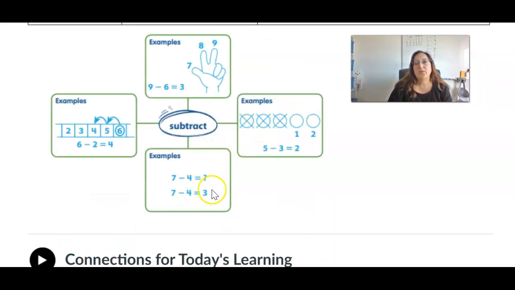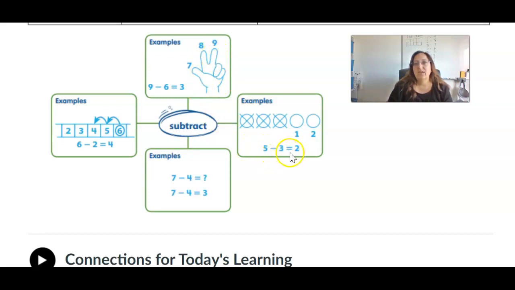This is in your workbook. It says subtract in there. Now these are just examples of what you can put inside these examples, but you put in numbers that make sense to you. So 9 take away 6 equals 3, and this is an example of counting up, counting on.